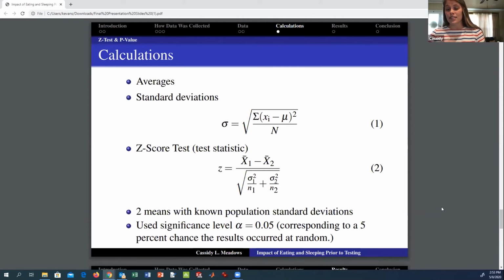z-score test. And the z-score test that I used, because there are different ones, was two means with known population standard deviations. I did this z-test because the two means I used were the mean of the yeses and the mean of the no's. And so I had two means, therefore I would use this z-score test. And I did this for each and every class period within that test day. So test 1, I did a z-score test for first period and second period. For test 2, I did a z-score test for first period, second period, and so on.